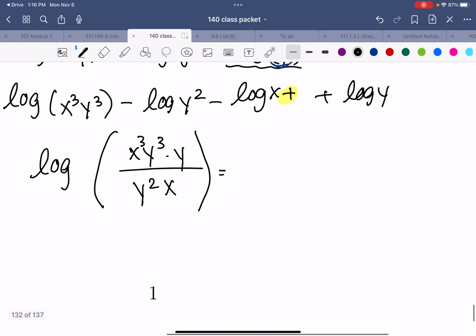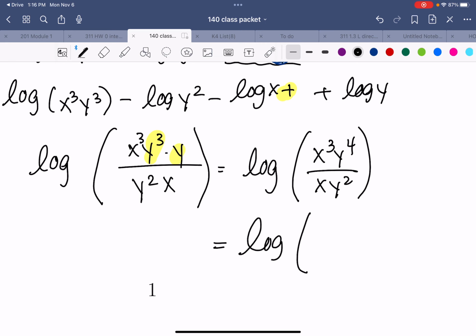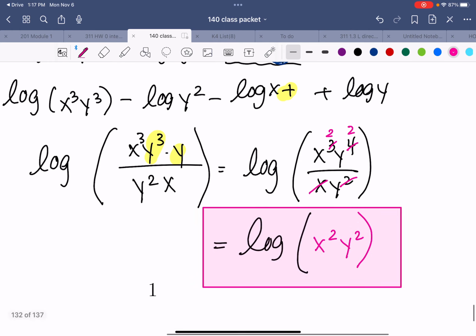And then we can go ahead and simplify the expression inside. So these two y's become y to the fourth, so that's x cubed y to the fourth. And we have an xy squared on the bottom. And then we can cancel whatever we can. So I have one x on the bottom, so this will become a 2. And I have two y's on the bottom, so that will become a 2 as well. So we're going to end up with just x squared, y squared in there. And that's as simple as I can make it.